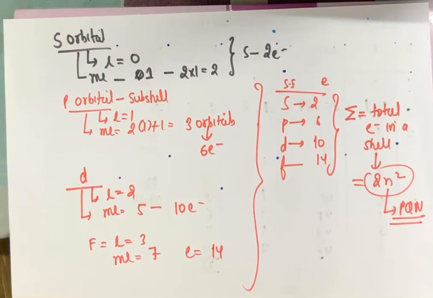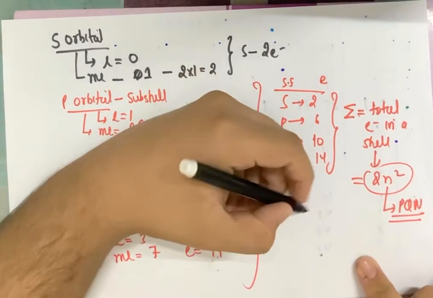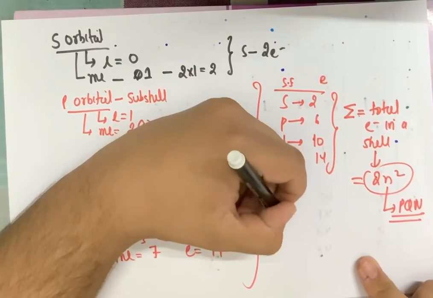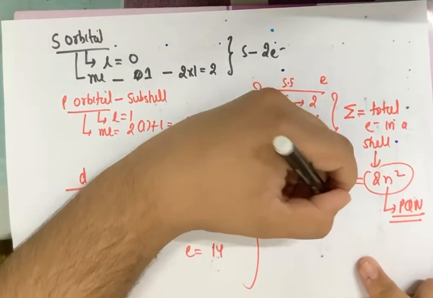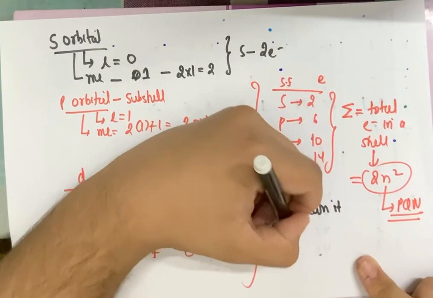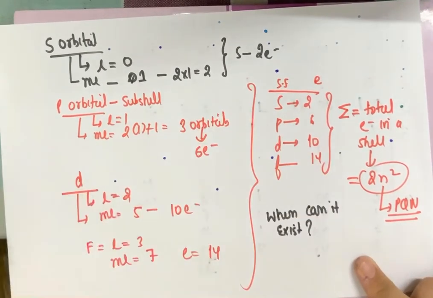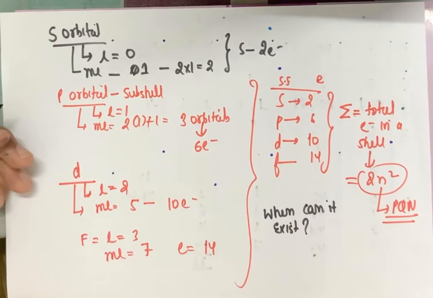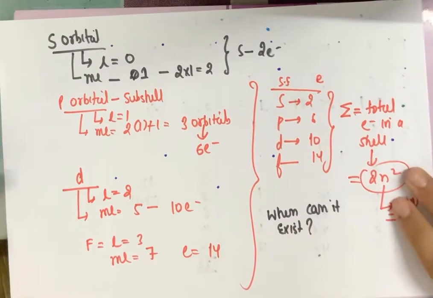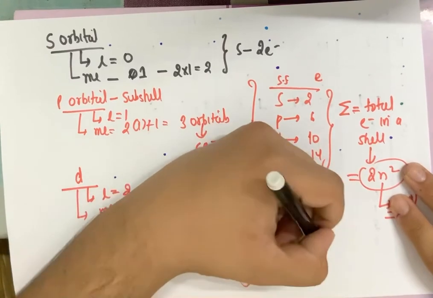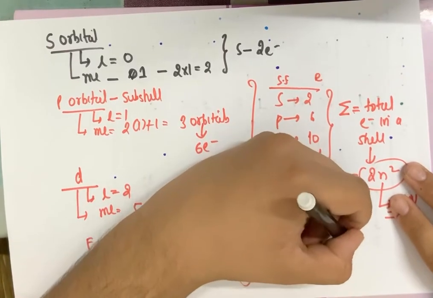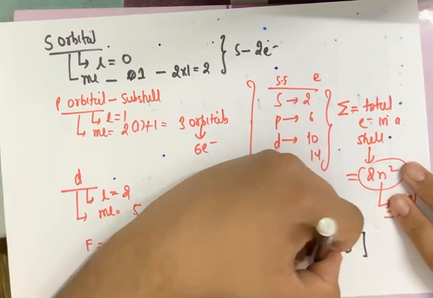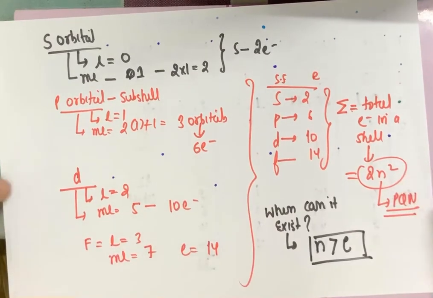Now there is one more formula or a condition which is important for questions, so that I will discuss now. The condition is when can an orbital exist? When can it exist? Orbital कब exist कर सकता है? Okay. When can it exist is an important thing. Orbital तभी exist करेगा जब उसका n value is greater than L value. Okay. n value is greater than L value.